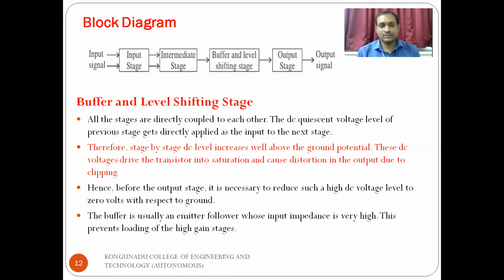So the buffer is usually an emitter follower, whose input impedance is very high. So it prevents the loading of high gain stages. The buffer and level shifting stage is used to reduce the DC quiescent value, which passes by the direct coupling of the different stages.